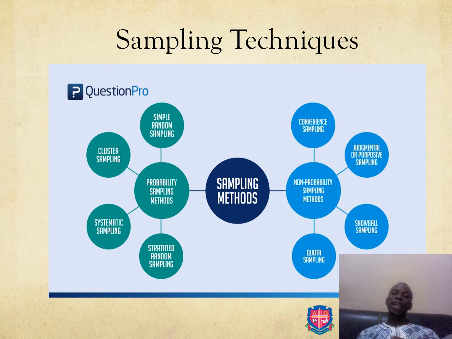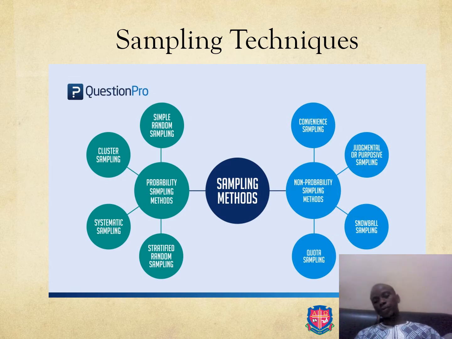And then finally, at times we don't have a sampling frame or a list of elements in the population. In such situations, we can use cluster sampling, whereby we take an intact group and we study all elements in that group.